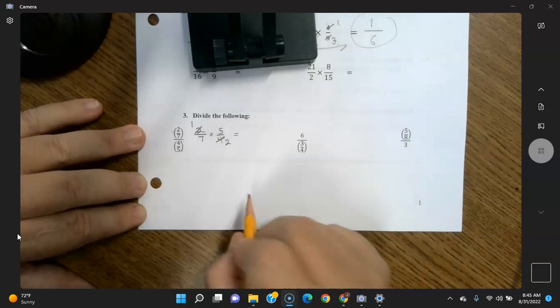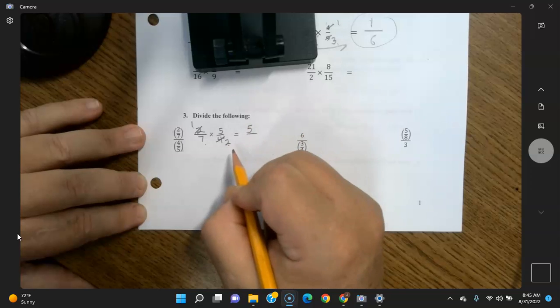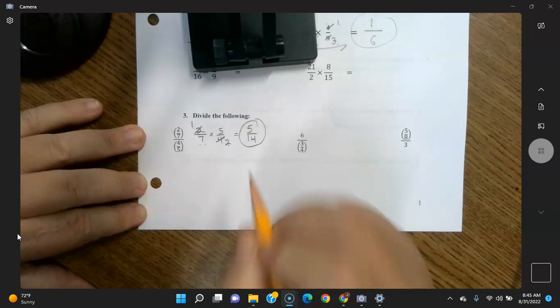You can't cancel the 5 and the 7. So 1 times 5 is 5, 7 times 2 is 14. So there is your answer.